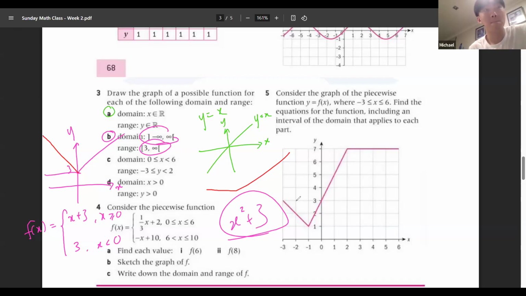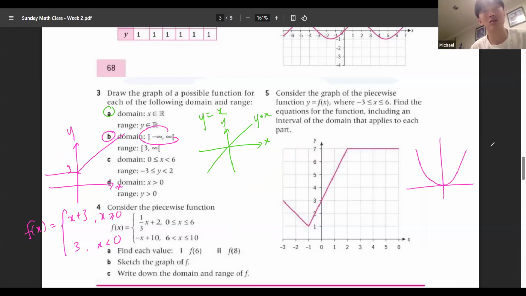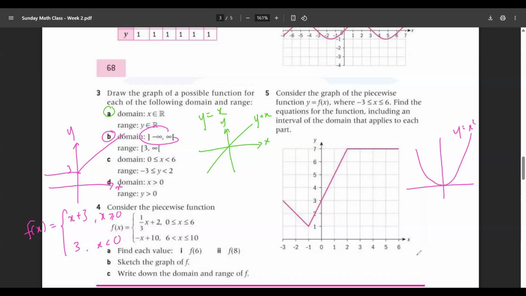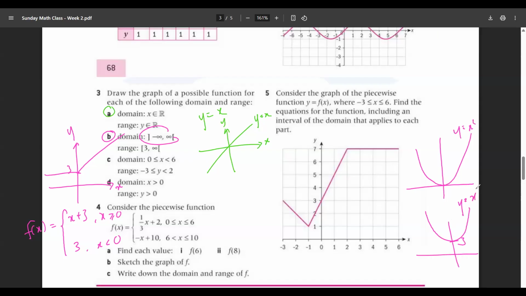Is that... wait, how did you draw it again? What does x squared look like? The diagonal line, is it? No. x squared is this. Oh, plus 3 is an upward shift of 3 units. Oh yes. Okay. Okay. Yeah.